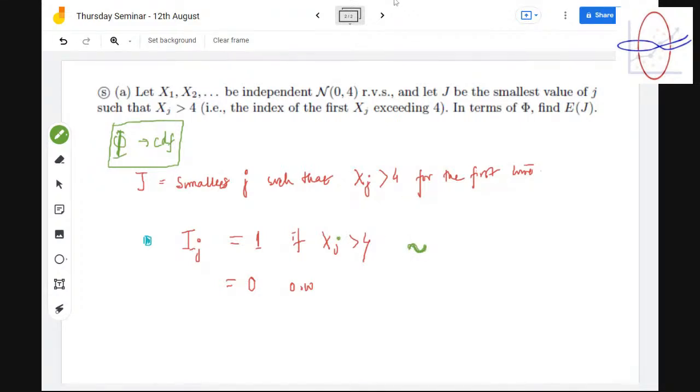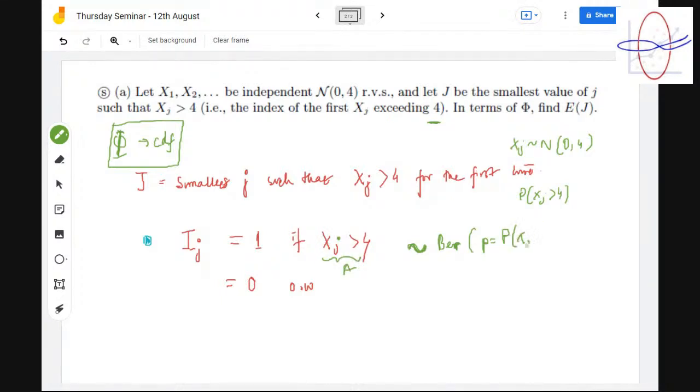Nikhil, you're in the right direction. Bernoulli what? P is half? Xj follows normal 0, comma 4. So what is the indicator random variable? It must follow Bernoulli P, where P is the probability of the set A, that is, the probability of xj greater than 4.